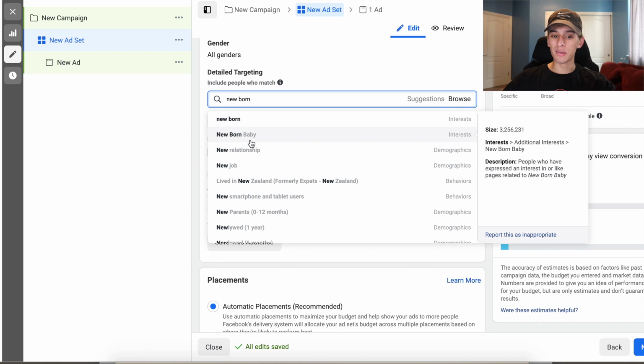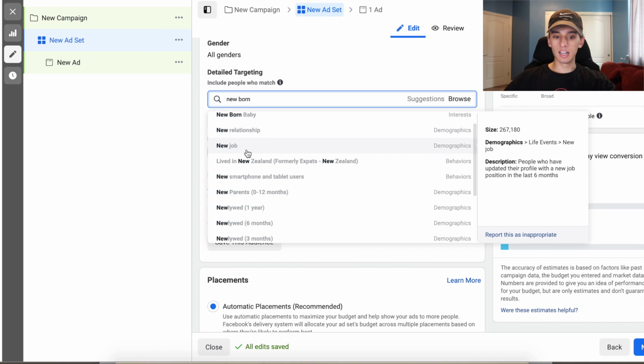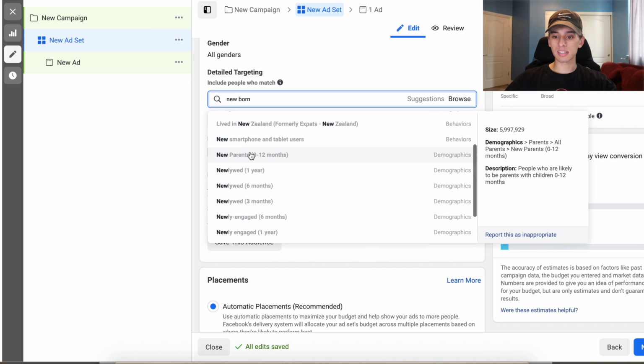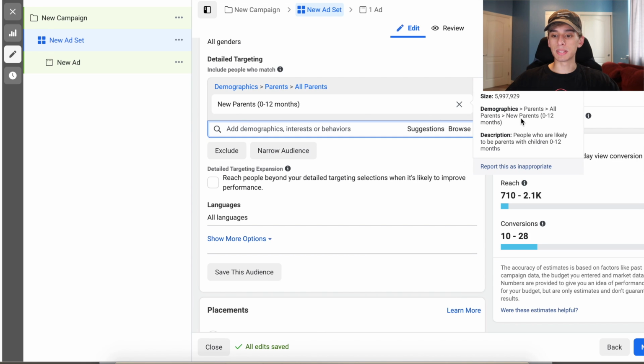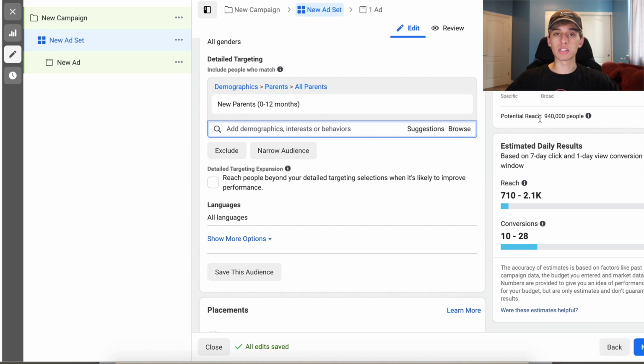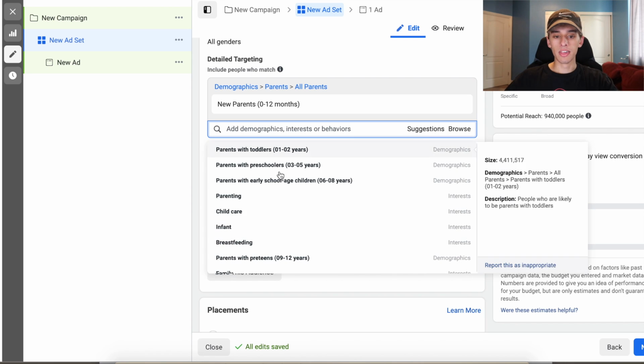So we can try out, let's just see. They have new parents. We can try new parents. That should be decent. For this interest, I get a potential reach of 940,000, which is pretty small compared to the normal interests I'm used to, but you can still try it out. Again, everything isn't set in stone. You can give it a shot, and if it's profitable, then let it run until it's not profitable. So that's the first one.